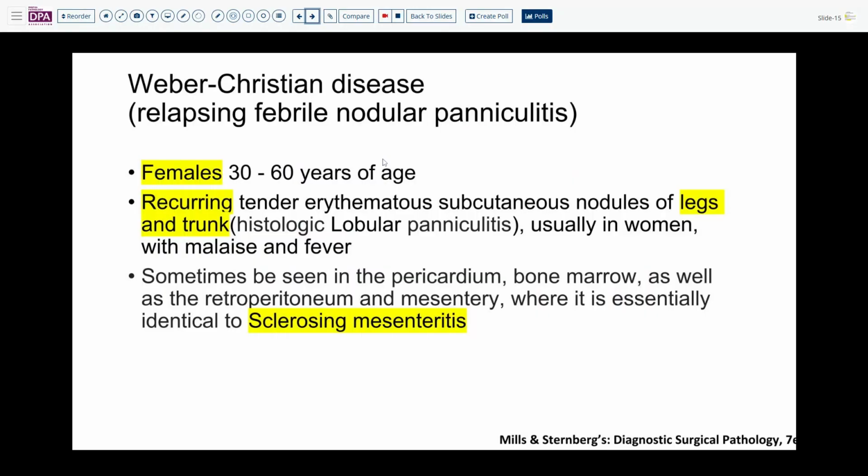The other one is Weber-Christian disease. In this one, the microscopic findings are identical to the previous one, but the predominant gender is female. For this one, we can see more different locations of the fat necrosis. In the subcutaneous tissue, we will call this panniculitis. The patient may also have malaise and fever. They can get involved in other organs as well, but the microscopic findings are the same.